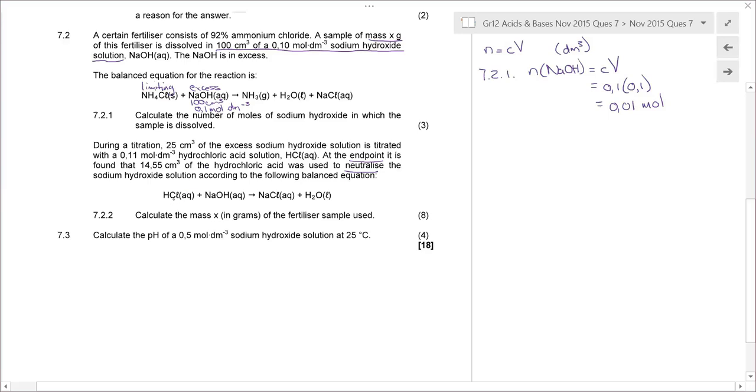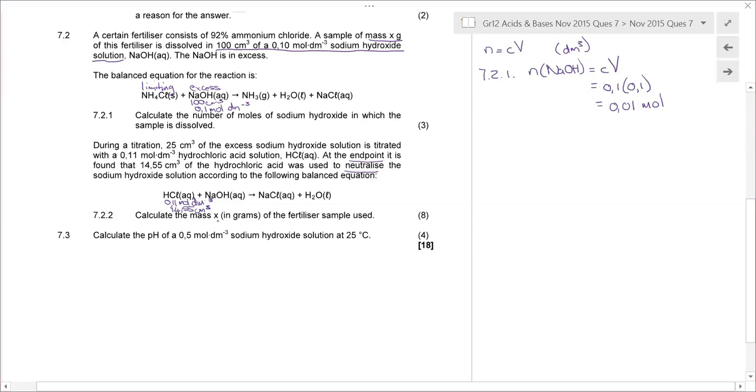So they've given us the concentration of the hydrochloric acid, 0.11 mol/dm³. And they also gave us the volume of the hydrochloric acid, 14.55 cm³ was used. Again, they gave us volume and concentration, so we can find the moles of hydrochloric acid that reacted here. The question is, calculate the mass in grams of the fertilizer used. So it's the total mass in grams. The total mass, not just the mass of the ammonium chloride, it's the total mass that they want.